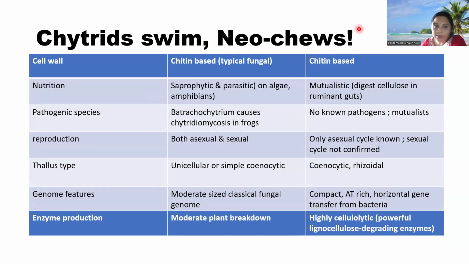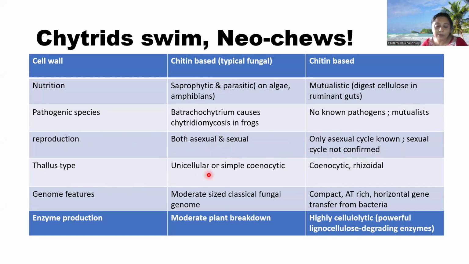It's an important mnemonic. Nutrition, chitin based: the cell wall of Chytridomycota is chitin based, that is typical fungal. Neokalimysticomycota is also chitin based, but not like those of typical fungi. Now, nutrition: Chytridomycota are saprophytic and parasitic on algae and amphibians, and Neokalimysticomycota are mutualistic, digesting cellulose in the ruminant gut of herbivore animals. Reproduction: Chytridomycota have both sexual and asexual. In Neokalimysticomycota only the asexual cycle is known. The sexual cycle is not yet confirmed.